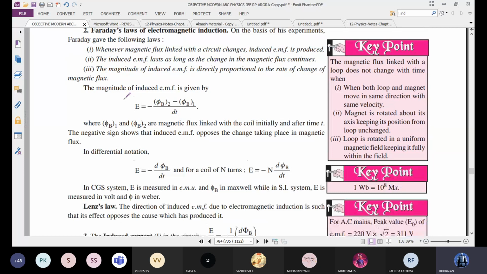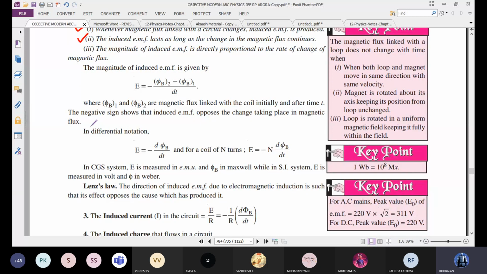Under Faraday's law of electromagnetic induction, whenever the magnetic flux linked with the circuit changes, induced EMF is produced. In simple words, the changing flux produces induced EMF. Another point, the induced EMF lasts as long as the magnetic flux is changing. The induced EMF is directly proportional to the rate of change of magnetic flux. That is the formula, E is equal to minus d phi by dt.